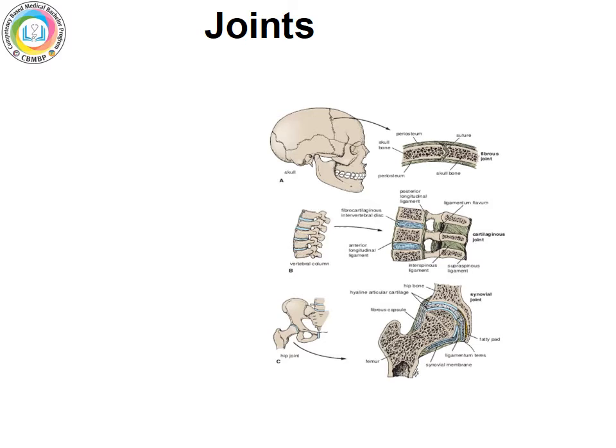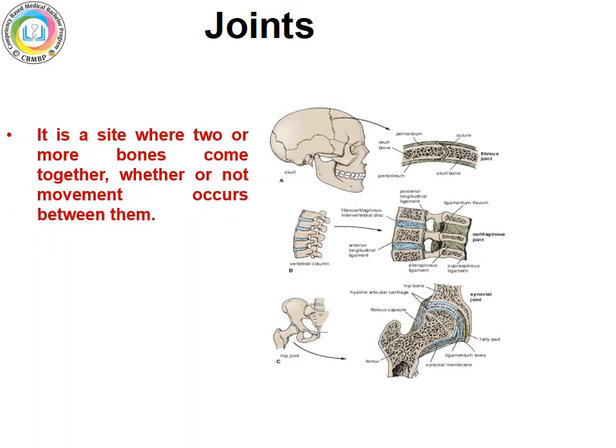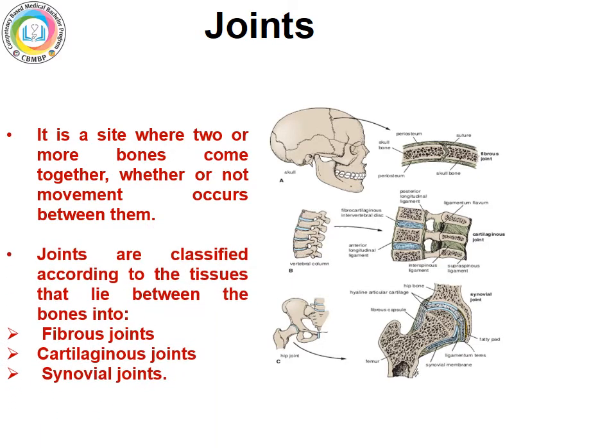Now, what is the definition of a joint? It is a site where two or more bones come together, whether or not movement occurs between them. This means a joint is the site where two bones meet each other, even if there is movement or there is no movement, it is called a joint. Joints are classified according to tissues that lie between the bones into fibrous, cartilaginous, and synovial. Thus, we have three types of joints in the human body.